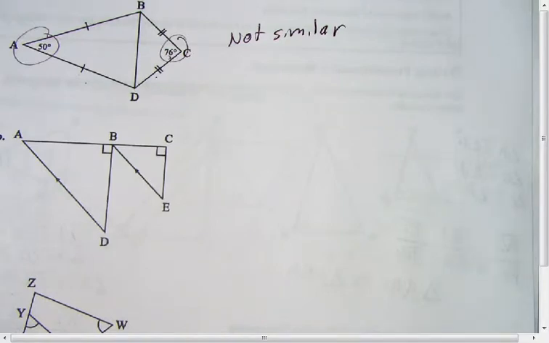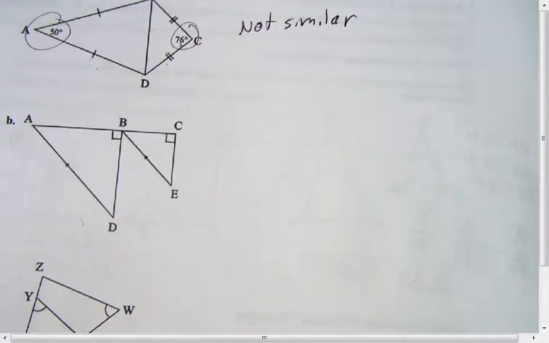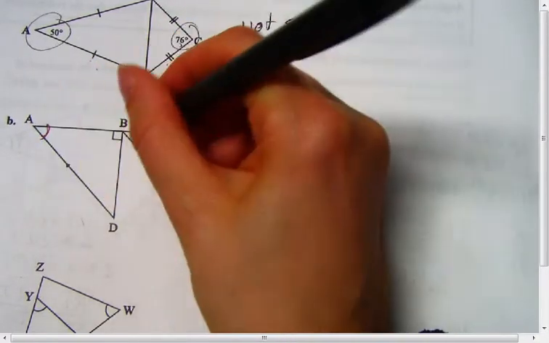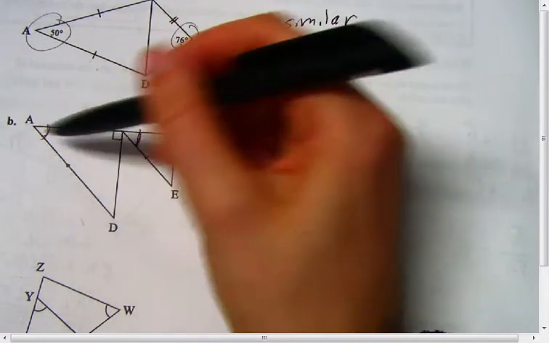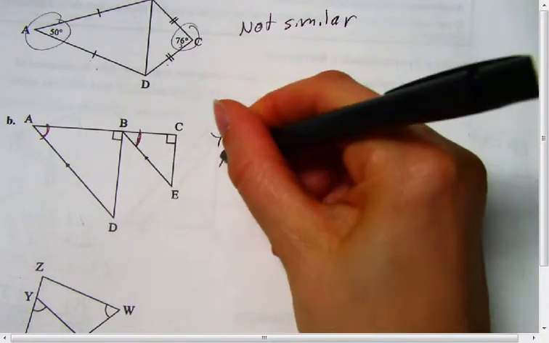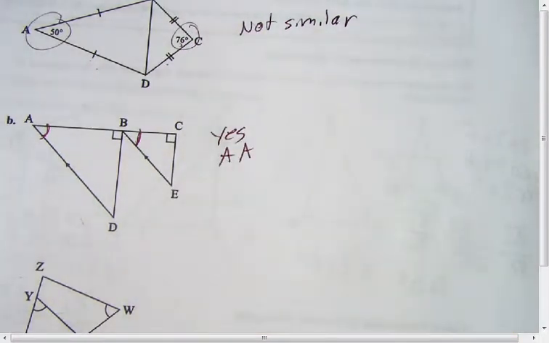Okay, we're going to look at B. This is parallel lines, and these are corresponding angles. So we have an angle and an angle and an angle and an angle. Are they similar? Yeah. By angle, angle. Okay, we're going to go look at C.